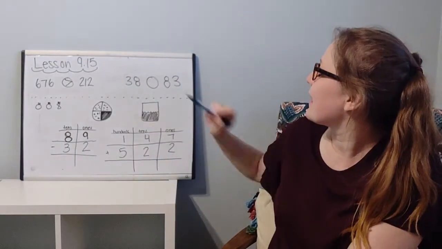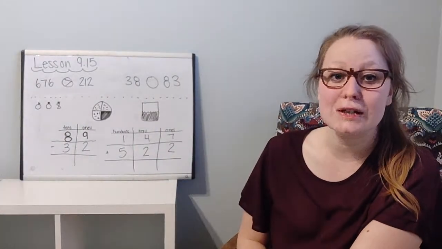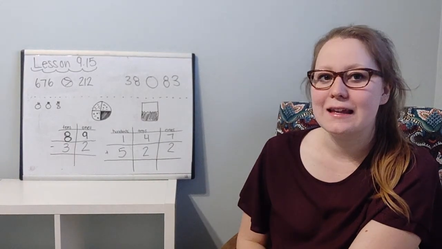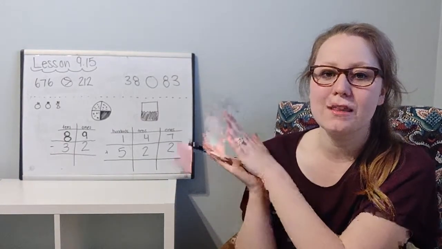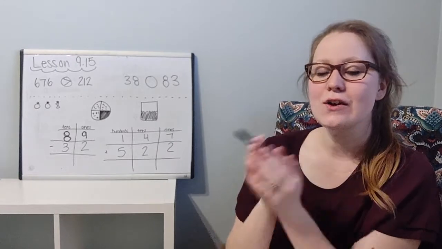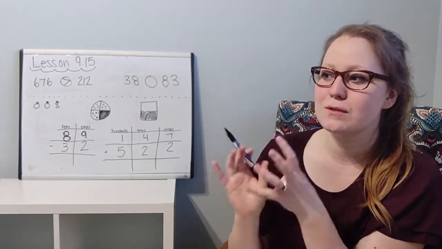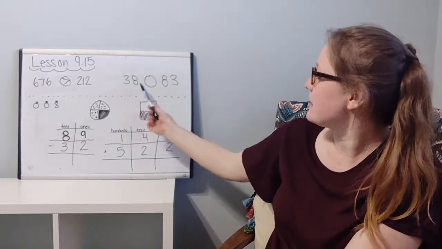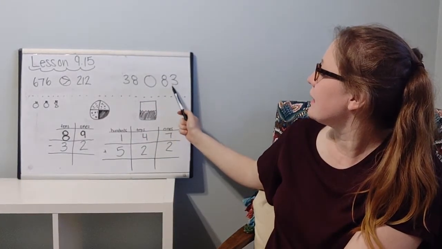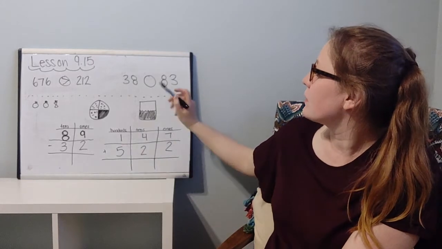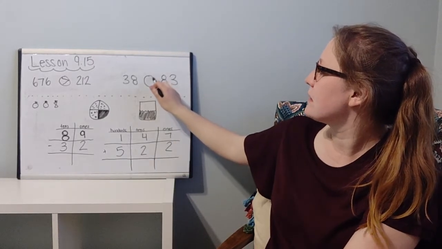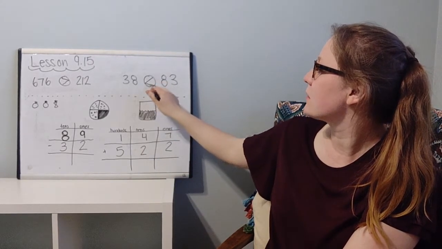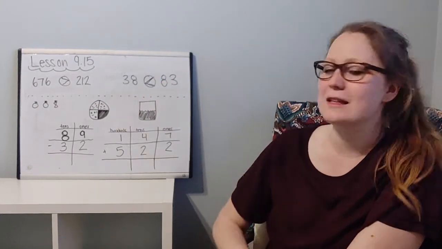The second set that I have here is 38 and 83. So you can use your Freddie the fish hands and decide which way he should be eating, which way his mouth should open. Would he eat 38 or would he eat 83? Of course, Freddie the fish is so hungry he wants to eat the biggest number. His mouth's gonna open in this direction.